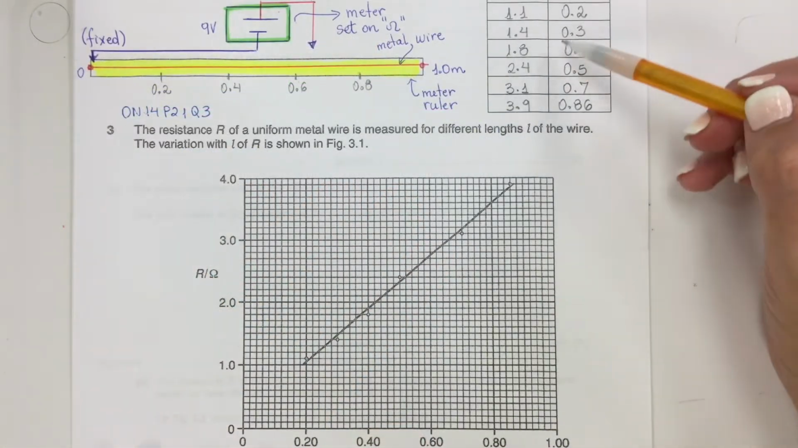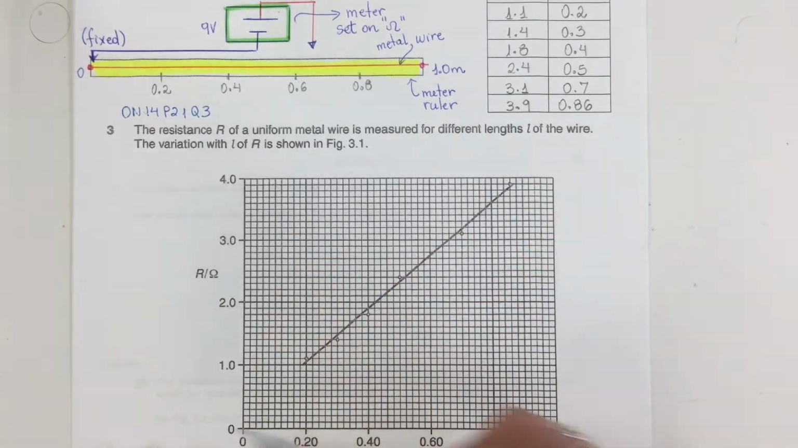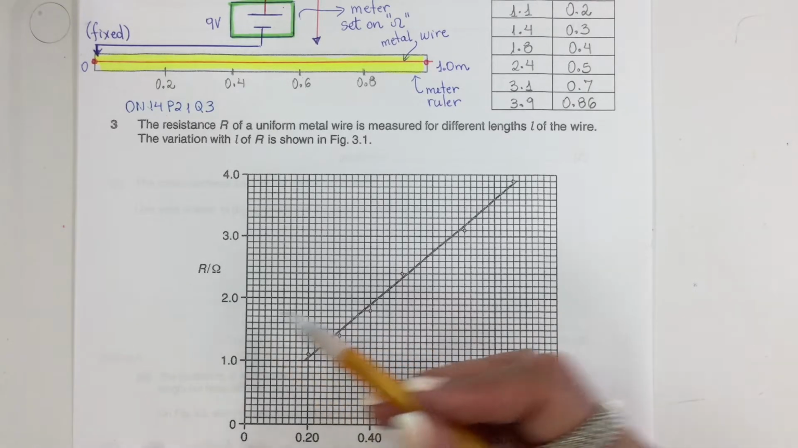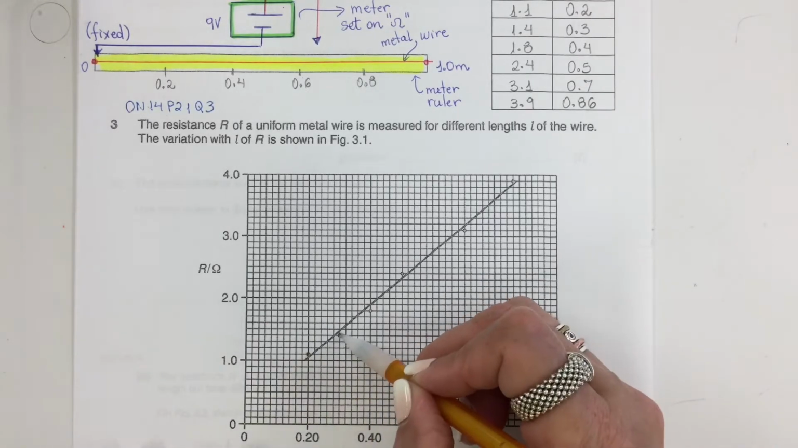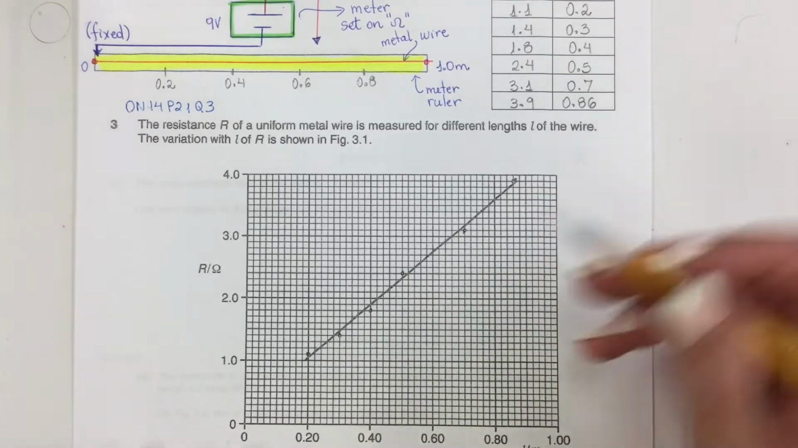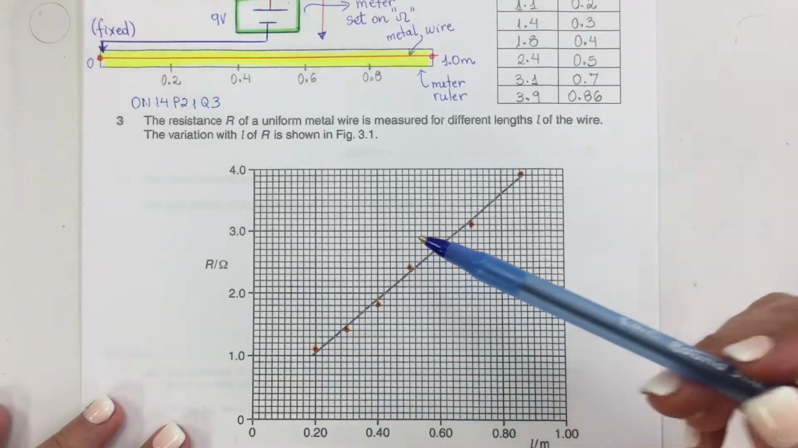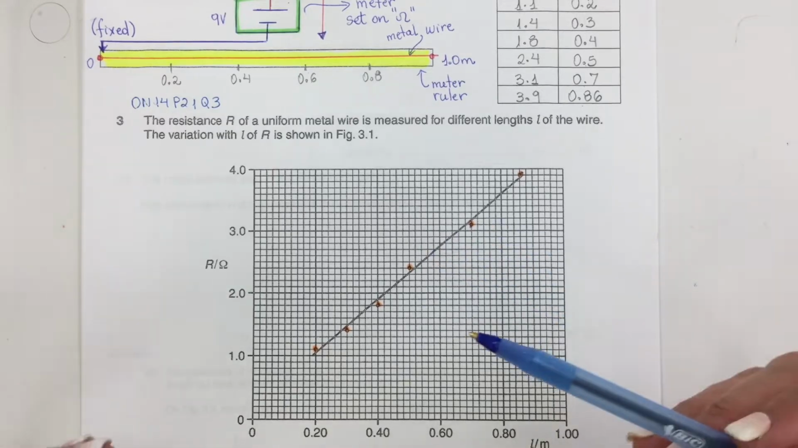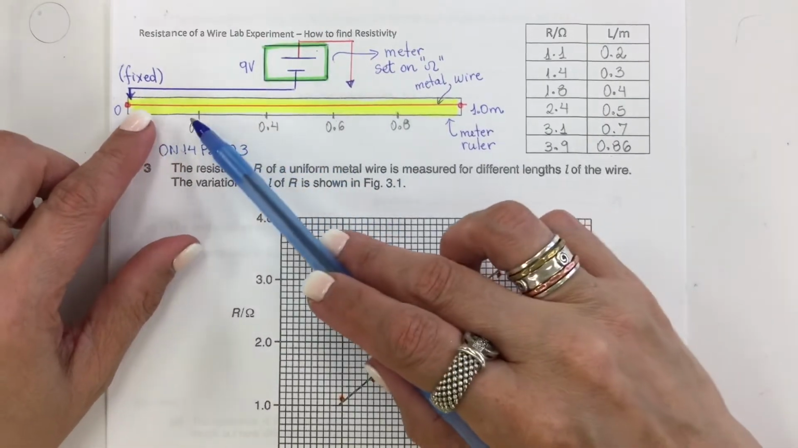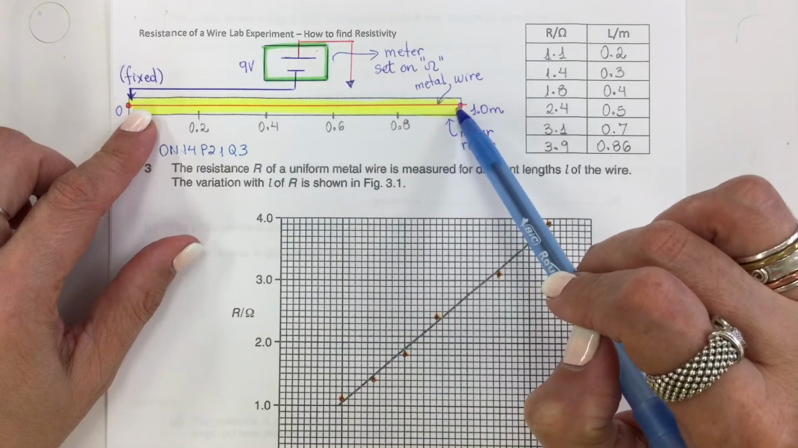Now, these values were plotted on this graph. As you see here, for example, a length of 0.2 corresponds to a resistance of 1.1. For 0.3, it'll be about 1.4, and so on. So here we have 1, 2, 3, 4, 5, 6 points on this line. This is a structure question that is derived from a lab experiment. The objective of this lab experiment is to find the resistivity of this metal wire.